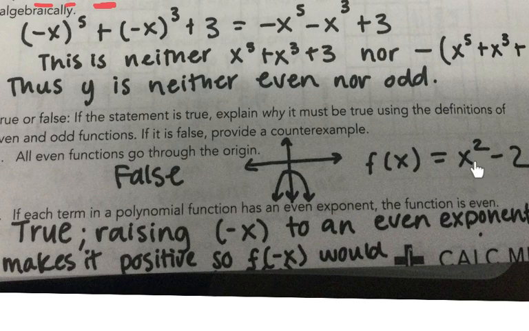I don't know why they put this equation with this graph. Those are not the same. This is a negative x squared minus 2. This one's positive, but here, this is just another counterexample.